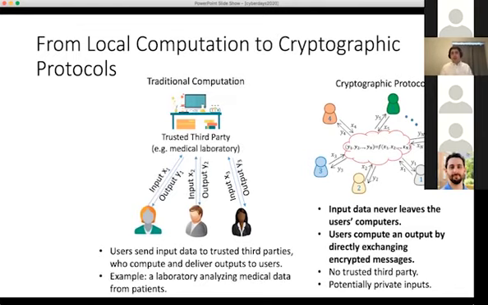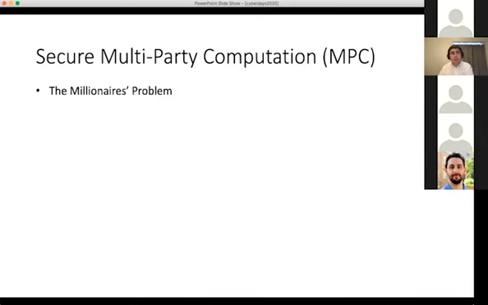In this setting, you have no trusted third parties and potentially private inputs. And you might get a number of guarantees about the robustness of this distributed computation, when it might fail or not, and exactly when data might leak and what kind of data leaks. In the setting that I'm exploring today, we are interested in a technique called secure multi-party computation. The classic example for utilizing this technique is the so-called millionaires' problem introduced by Andy Yao in 1981 or 82.